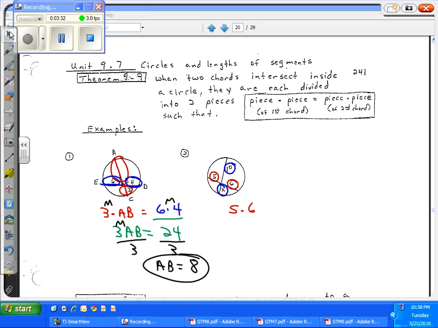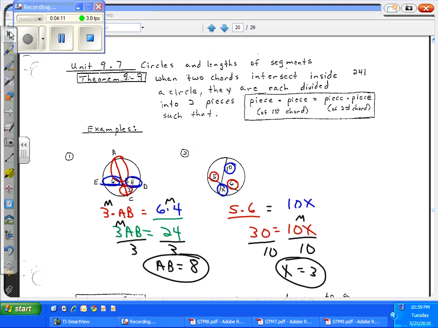Piece times piece of the first chord is equal to piece times piece of the second chord. In other words, the product of the segments of the first chord is equal to the product of the segments of the other. We're going to undo, whoops, got ahead of myself. We need to go ahead and do the multiplication first. We would have 30 is equal to 10x. Now we're going to undo multiplication by division, and we would get x is equal to 3.